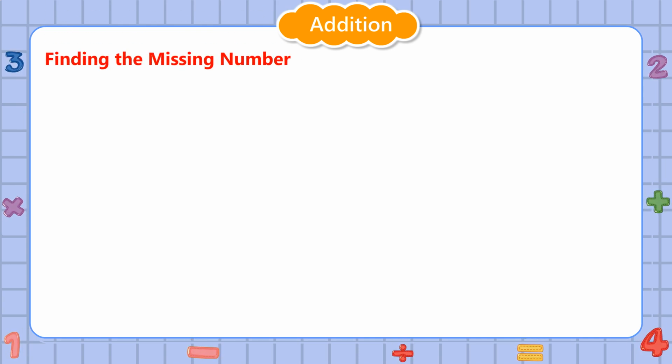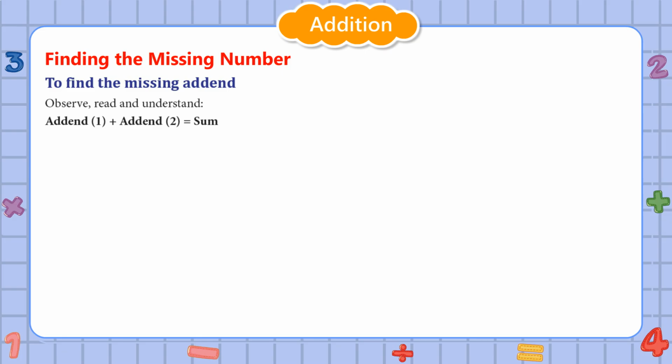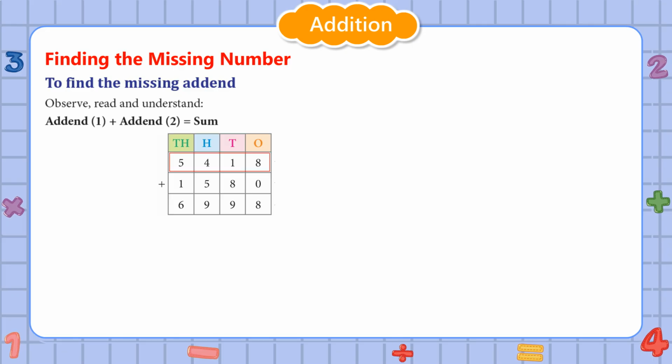Finding the missing number. To find the missing addend, observe, read and understand. Addend 1 plus addend 2 is equal to sum. 5418, that is addend 1, plus 1580, that is addend 2, is 6998, that is the sum.